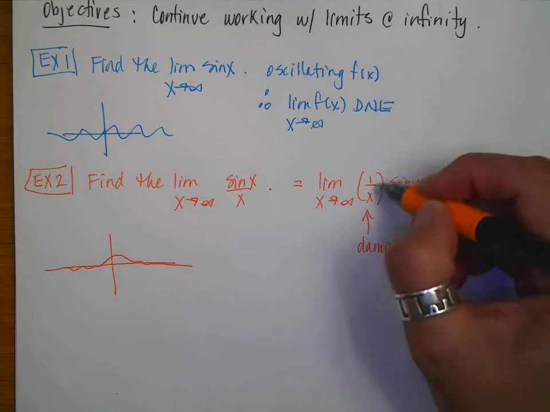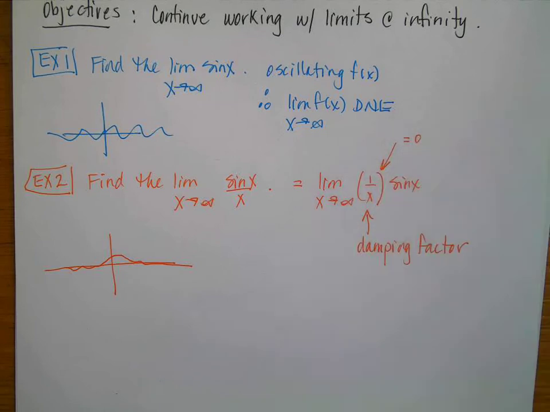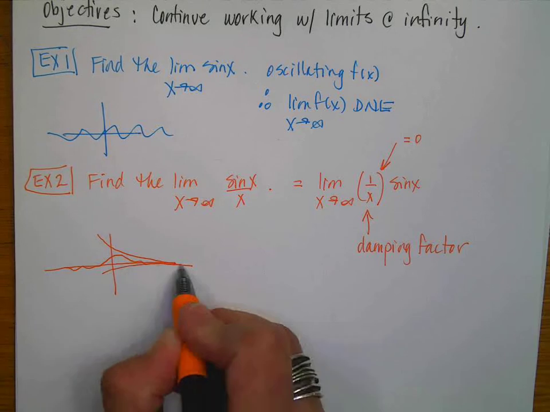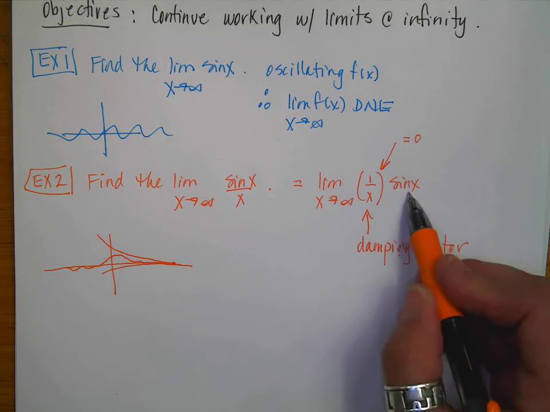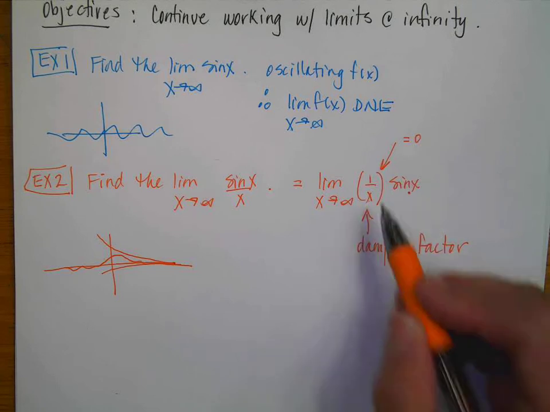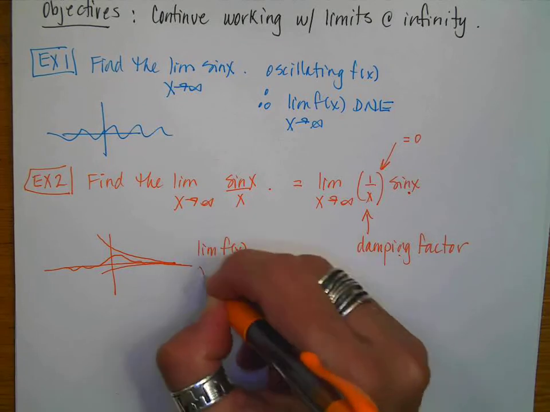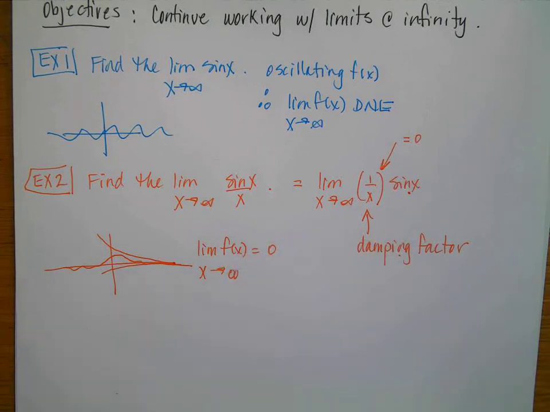So what's happening is the 1 over x is called a damping factor, and it's changing the shape of the graph. And if you think about it, the limit of this as x approaches infinity is going to be 0. What it looks like is that the graph is approaching 0 as x approaches infinity. So the damping factor changes the appearance of the curve and is going to determine what the function is actually going to approach. So I would say the limit of f of x as x approaches infinity is equal to 0.